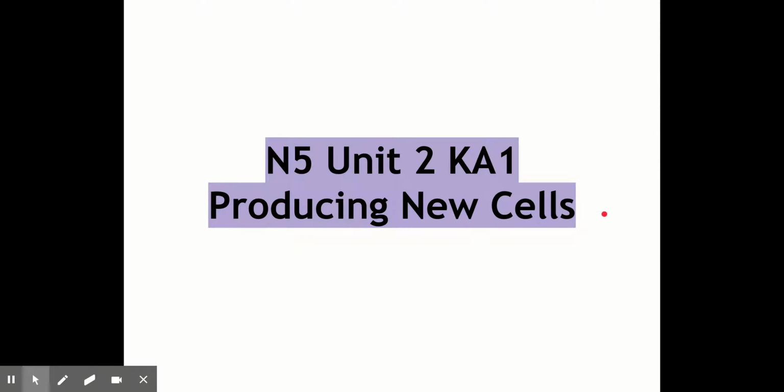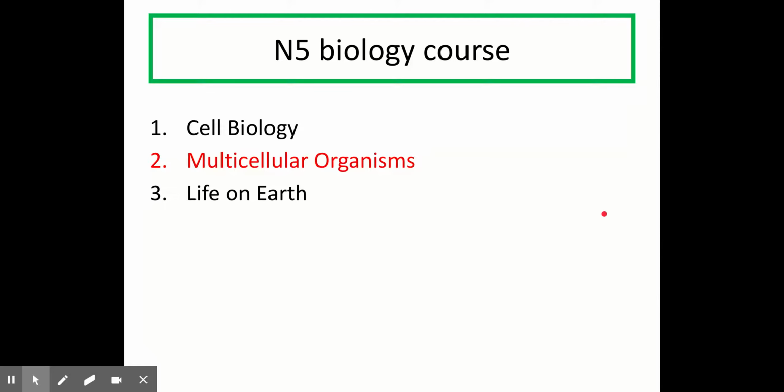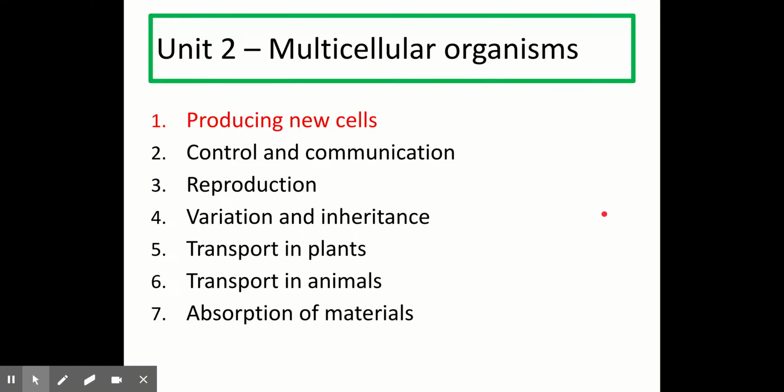Hello and welcome to National 5 Biology, Unit 2, KA1, Producing New Cells. So we're still on Unit 2, Multicellular Organisms, and this is Topic 1.